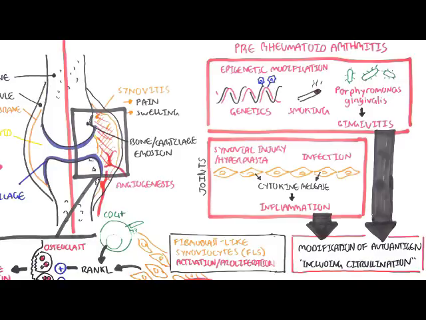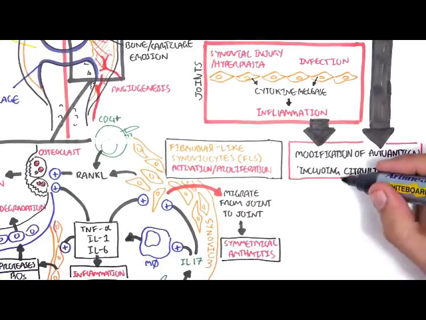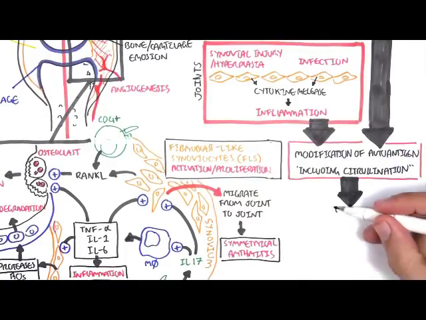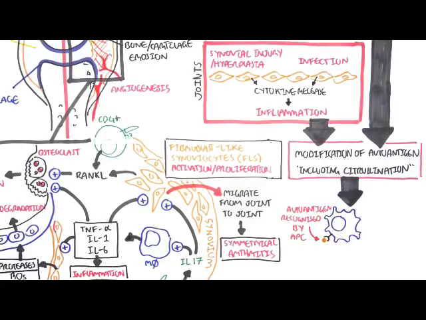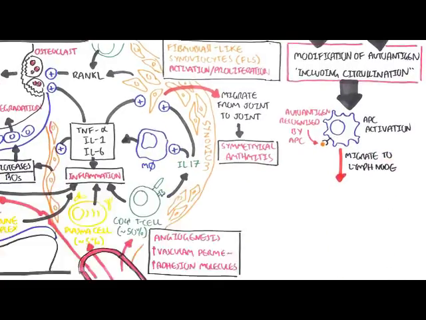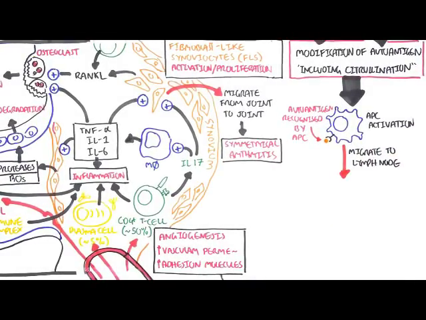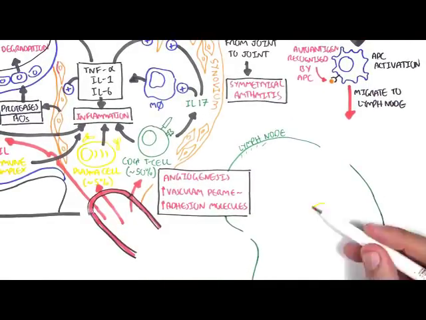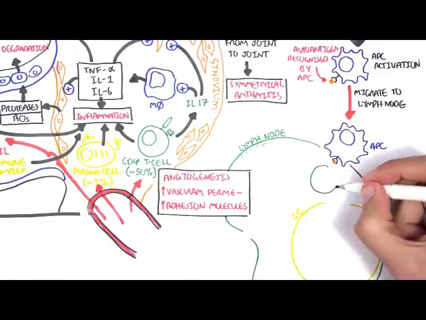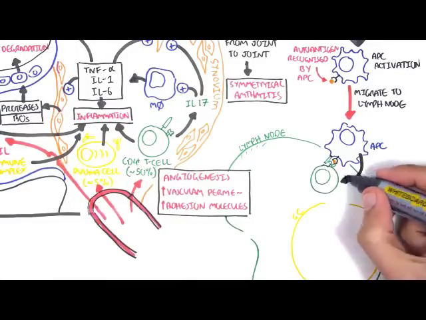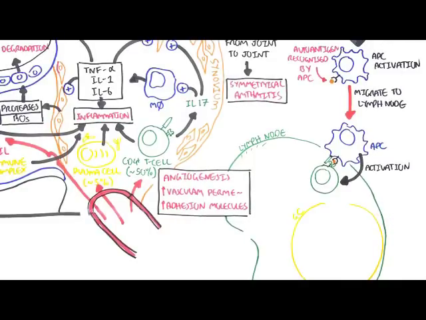So because you have modifications of your own antigens, these will be recognized by antigen-presenting cells, and it will essentially activate the antigen-presenting cells to initiate an immune response. The antigen-presenting cell will migrate to the lymph nodes, where, here I'm drawing the lymph node. Remember, the lymph node here is in green, and within the lymph node we have the germinal center, where we have B cells. Anyway, the antigen-presenting cell will activate T cells here in the area, so we can have a CD4 T cell activation.